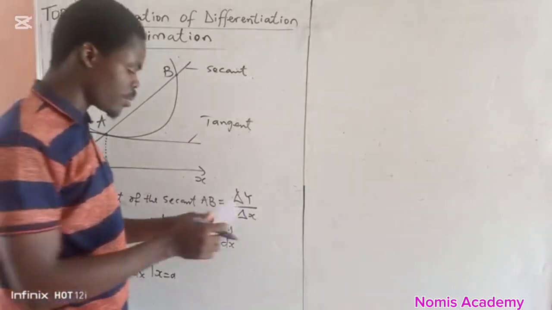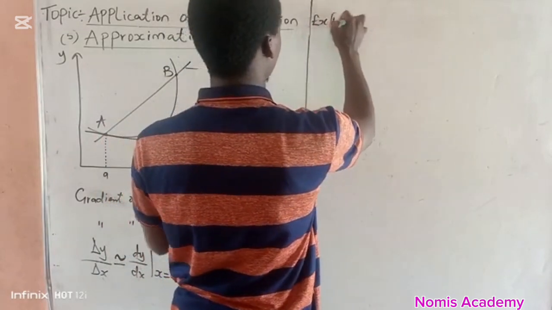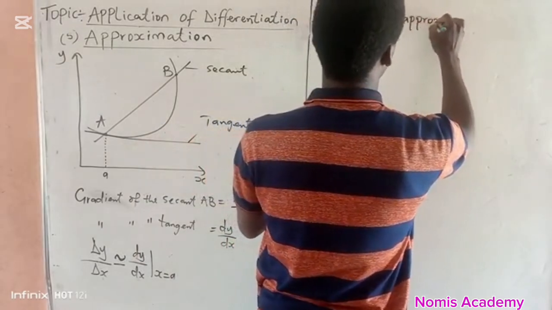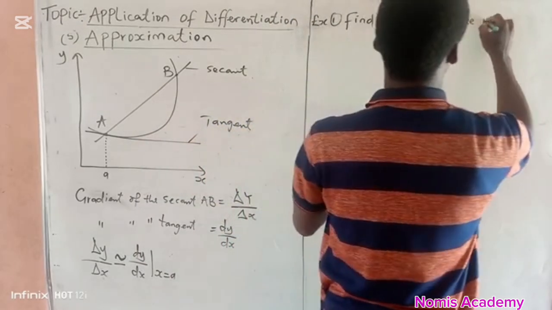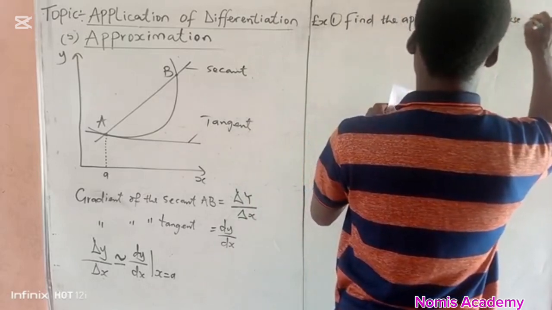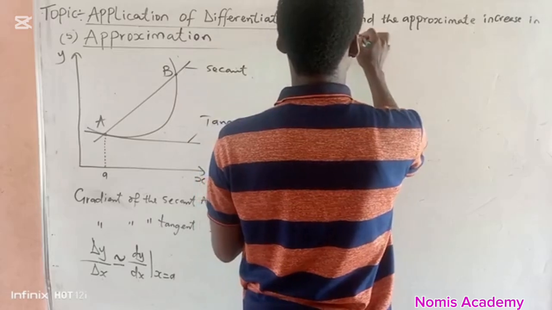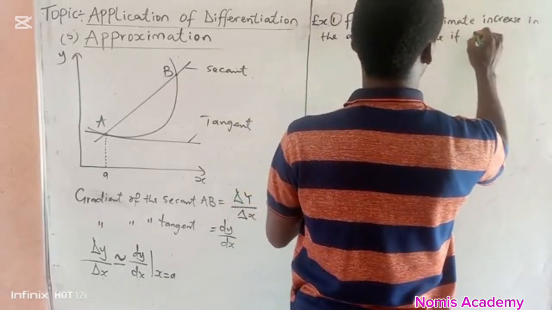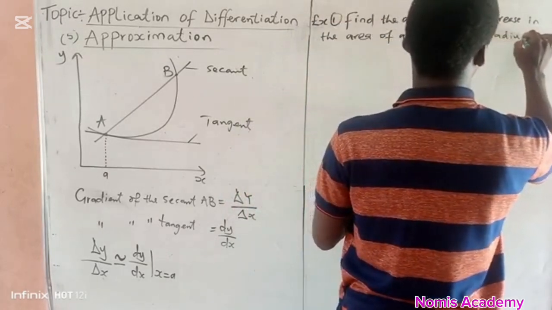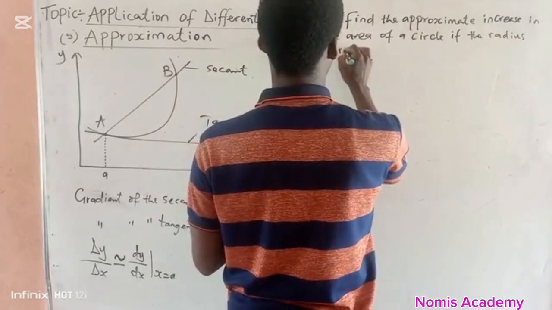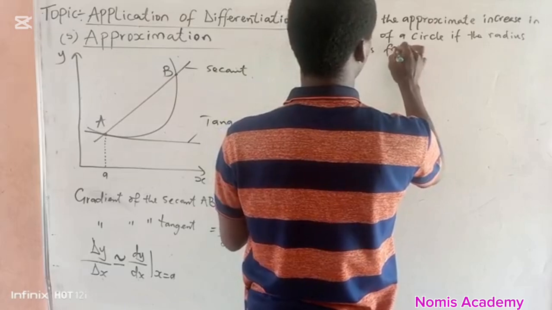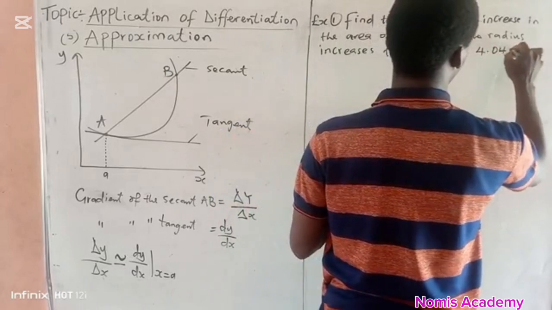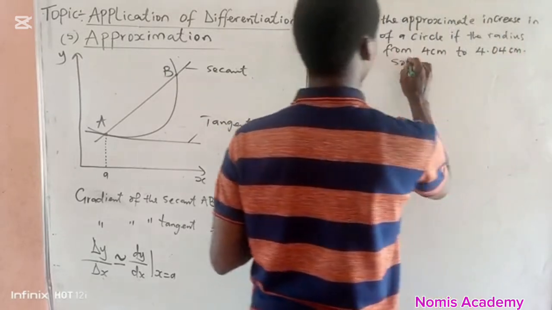Let's pick the first example, example 1. Find the approximate increase in the area of a circle if the radius increases from 4 centimeter to 4.04 centimeter. Solution.